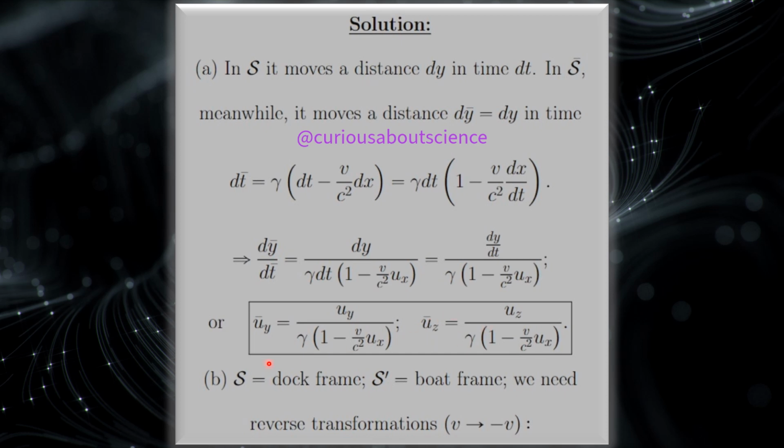Now, as far as part B goes, let us define S as the dock frame, and let us define S prime as the boat frame. Again, the prime, bar, whatever notation you want to use, is for the moving object. So what we actually need is the reverse transformation, since what we have is on the moving object and we want to get it to the stationary one. So here v goes to negative v. Okay, that's what we see there.